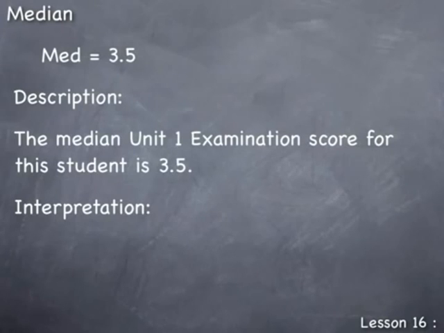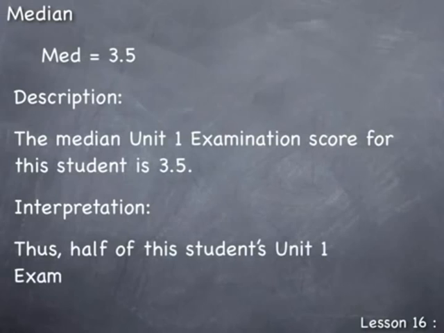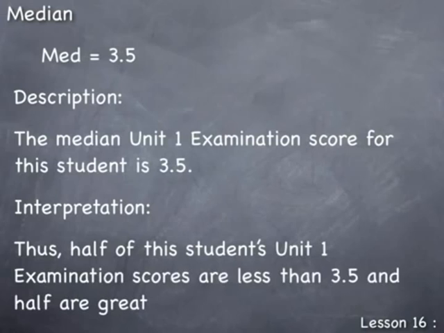The median measures central tendency by finding the value such that half the data is less than and half the data is greater than that value. So this is how we interpret the median. Thus, half of the student's Unit 1 examination scores are less than 3.5 and half are greater than 3.5.